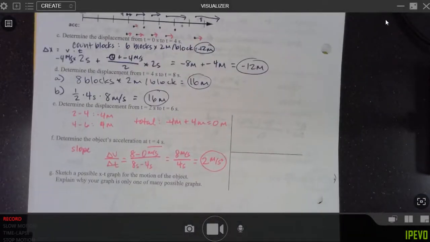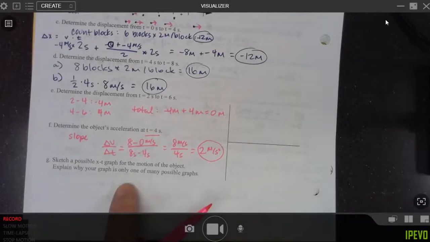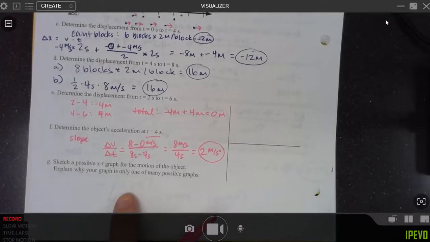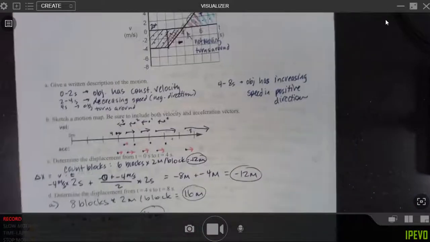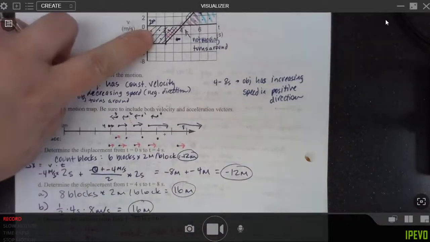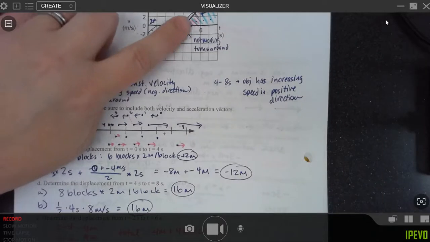Cool. All right, last. This one's the hardest question on this whole worksheet. How do you draw this thing? Right, because it changes. We've got a change in direction. We've got a constant velocity and then a positive acceleration. It's kind of a mess.